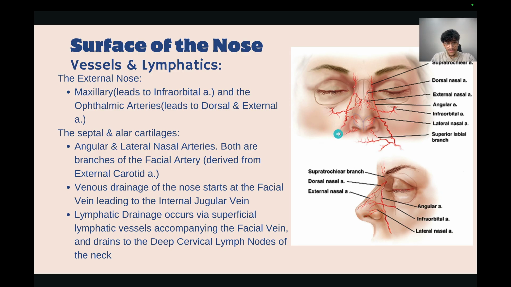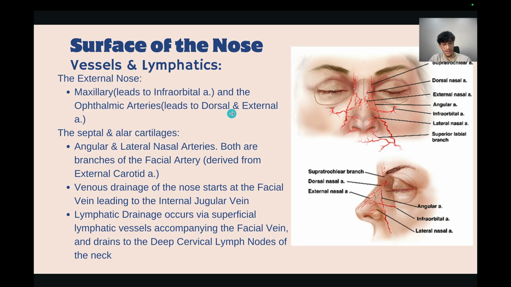Now, onto the vessels and lymphatics. So the maxillary and the ophthalmic arteries, they're the major arteries of the external nose. The maxillary leads to the infraorbital artery, right here, and the ophthalmic leads to the dorsal and external artery. Here's the dorsal, and here's the external.